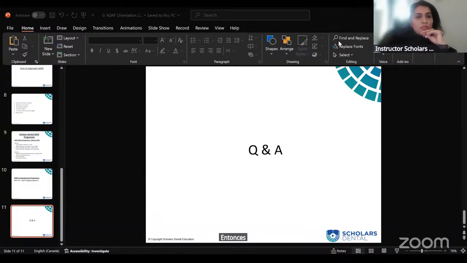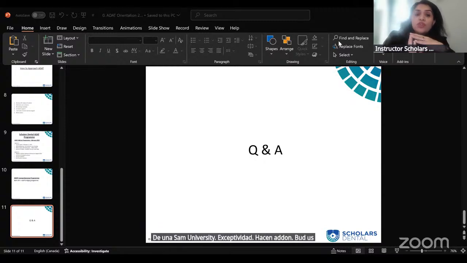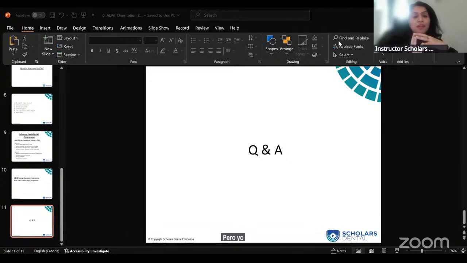Do US universities accept ADAT also? So US universities for their DDS programs take INDBE only. There are some universities which say that they accept ADAT as an add-on. But usually the US universities accept ADAT for their residency programs. Okay.